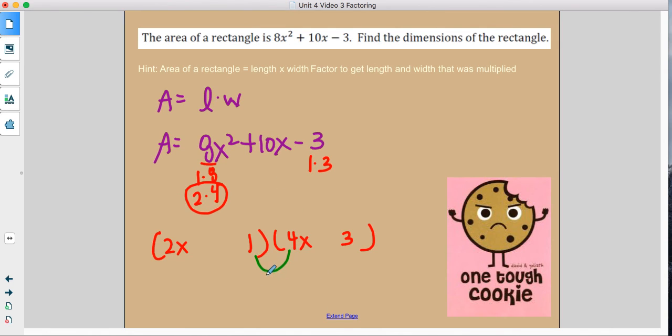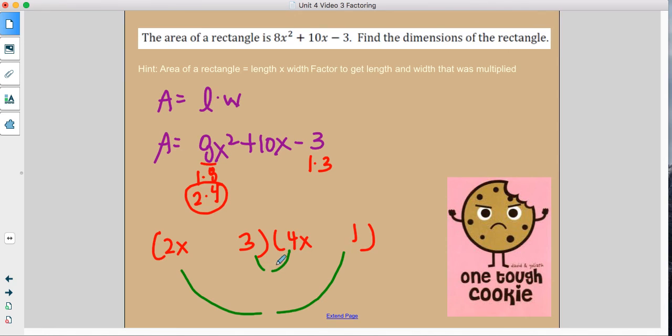When I multiply my inner, I get 4x. When I multiply my outer, 2x times 3, I get 6x. With these two numbers, can I get a positive 10? Yes, but I need to multiply to a negative 3, so does that work? There's no way. These would both have to be positive, and a positive times a positive is a positive, not a negative. So that means I need to try 3 here and 1 here. I'll have to recheck these. So let's try 3 and 1.